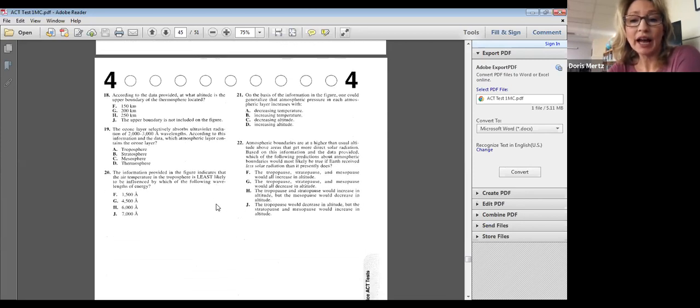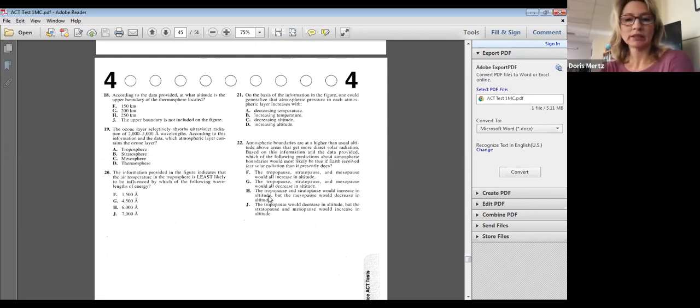And then number 22. Atmospheric boundaries are at a higher altitude. So this is one of those putting it all together things. Atmospheric boundaries are at a higher level than usual altitude above areas that get more direct solar radiation. So they're hotter. Based on this information and the data provided, which of the following predictions about atmospheric boundaries would most likely be true if Earth received less solar radiation than it presently does?